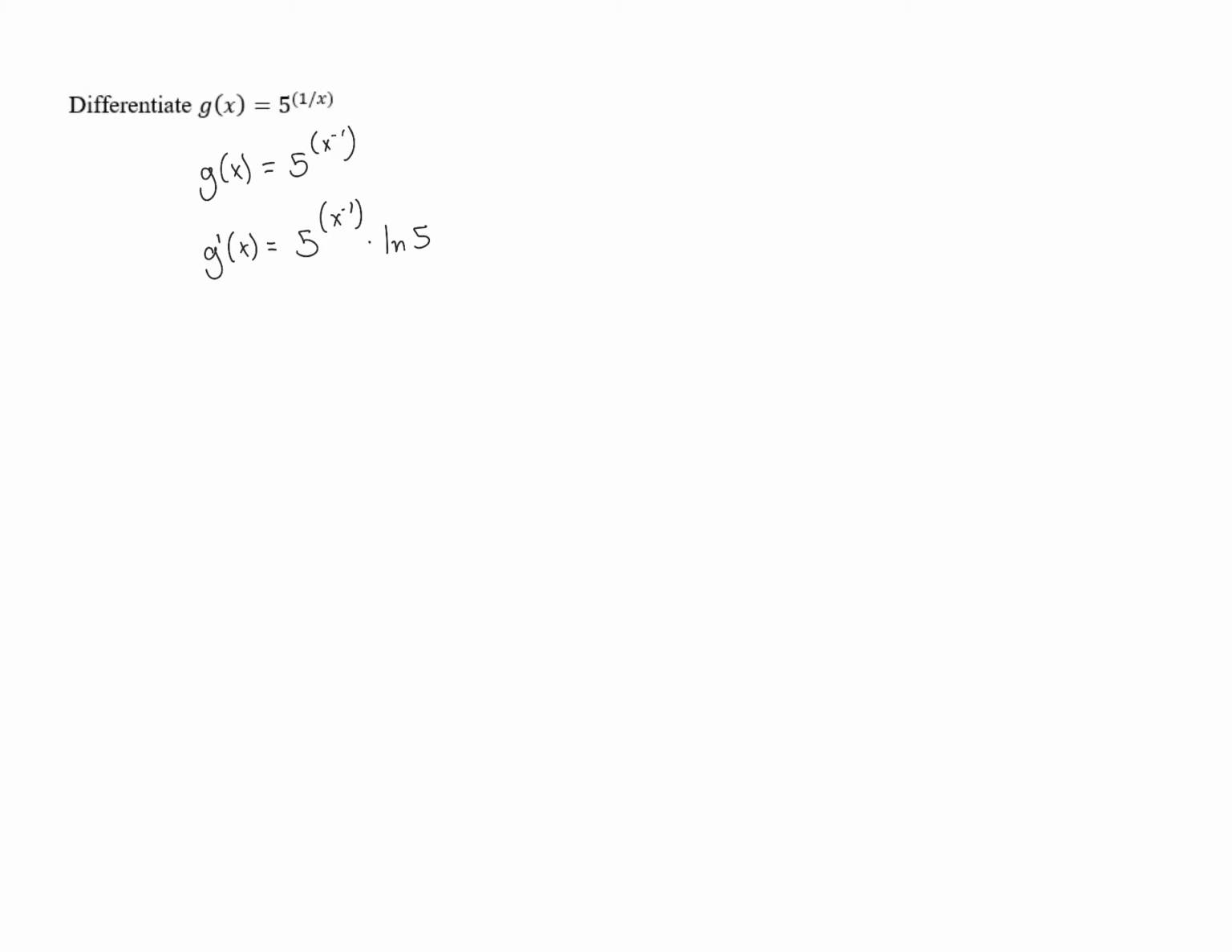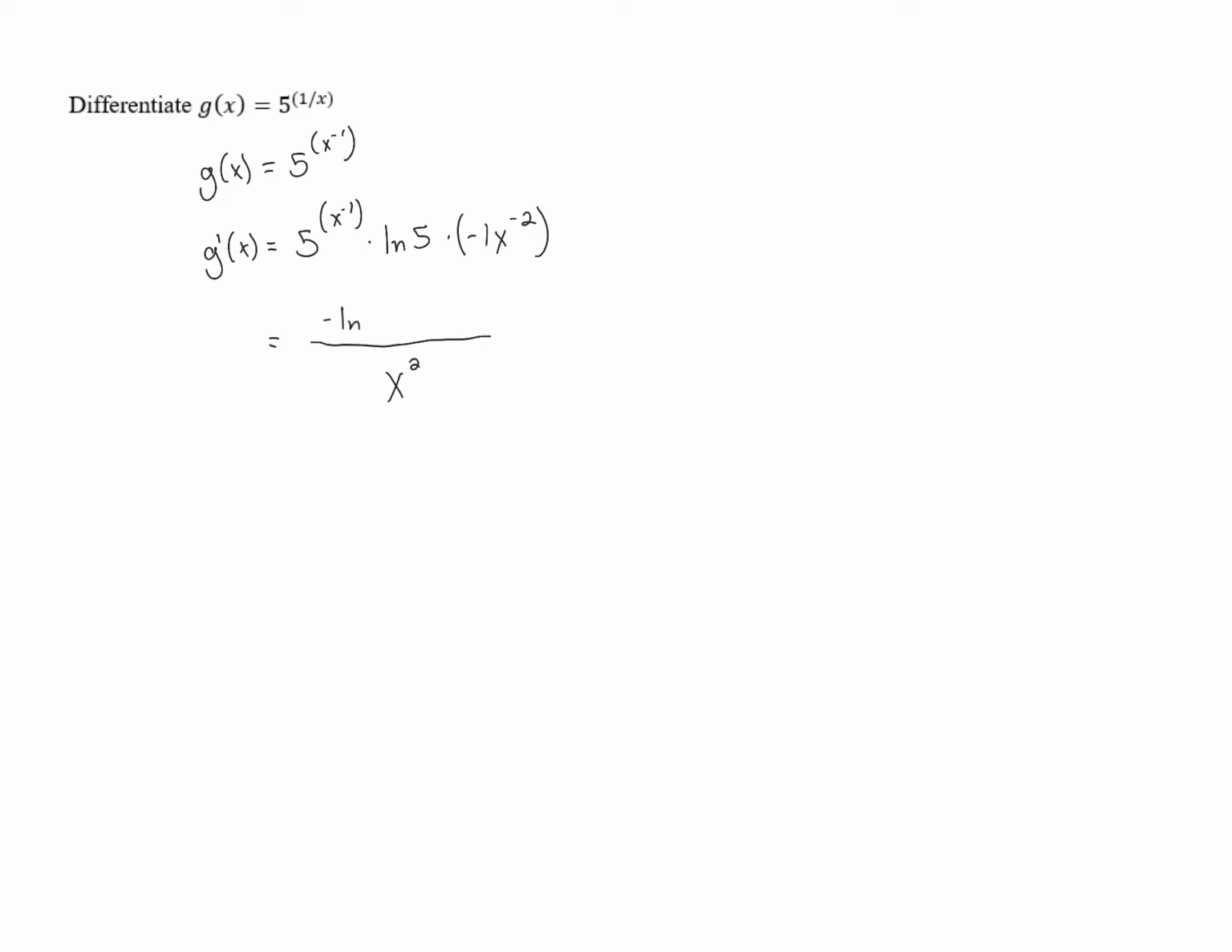But then remember, we're using the chain rule, so we have to multiply by the derivative of the inside. The derivative of x to the negative first is negative 1x to the negative second. So let's rearrange things a little bit. This x to the negative second can be written as x squared in the denominator. And then I'm going to take the negative 1 and the ln 5 out front.